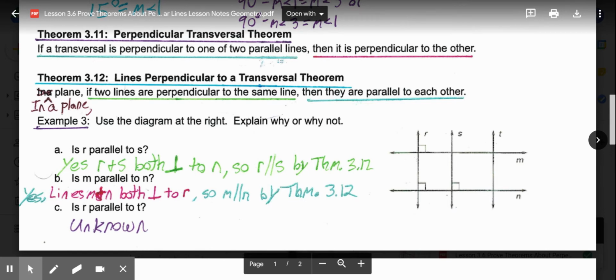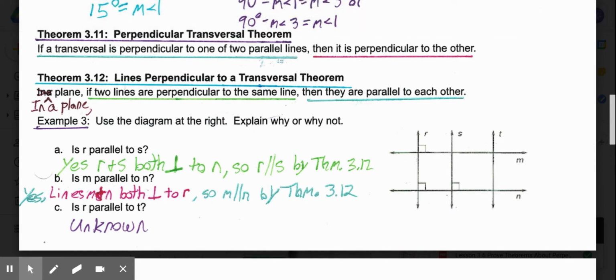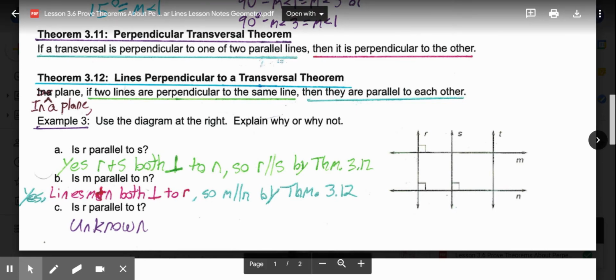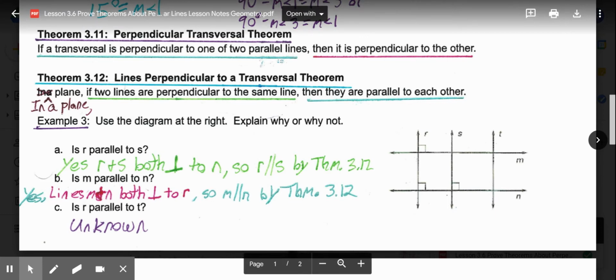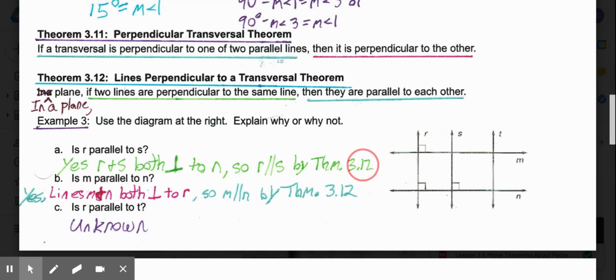So then if we look at example 3, we're actually going to look at that as one of three parts. It says, use the diagram to the right, explain why or why not. The first one says, is R parallel to S? So yes, they are, because R and S are both perpendicular to N. So then R is parallel to S by theorem 3.12.